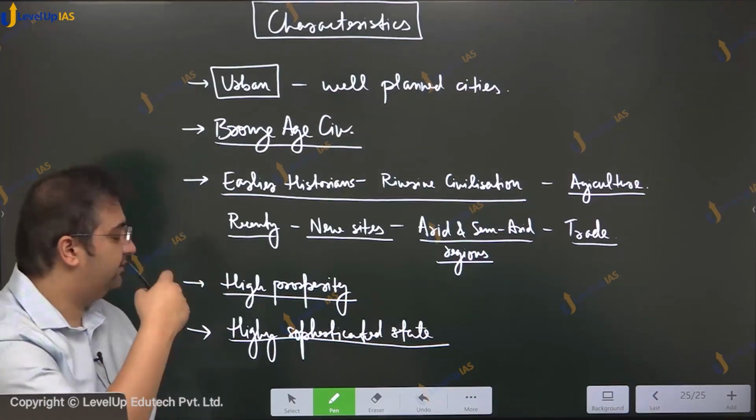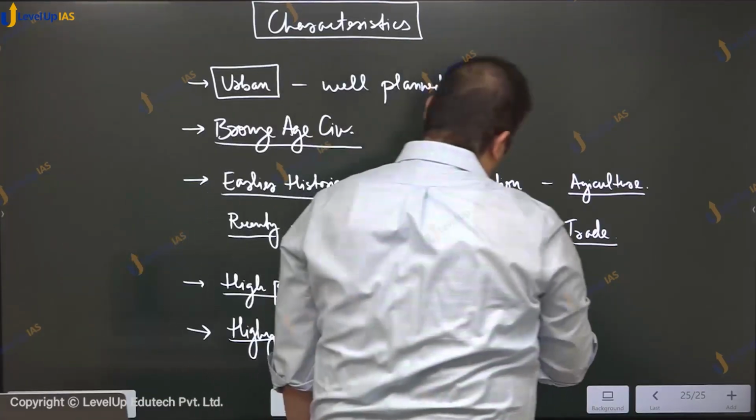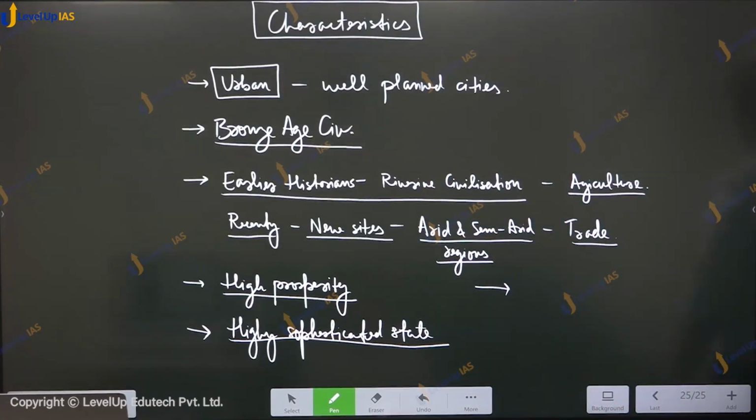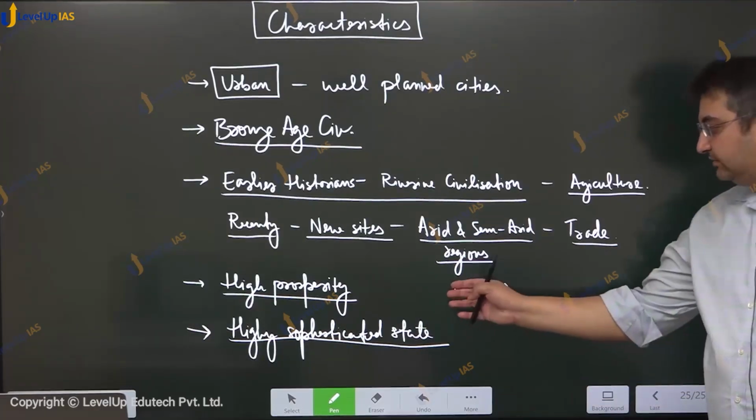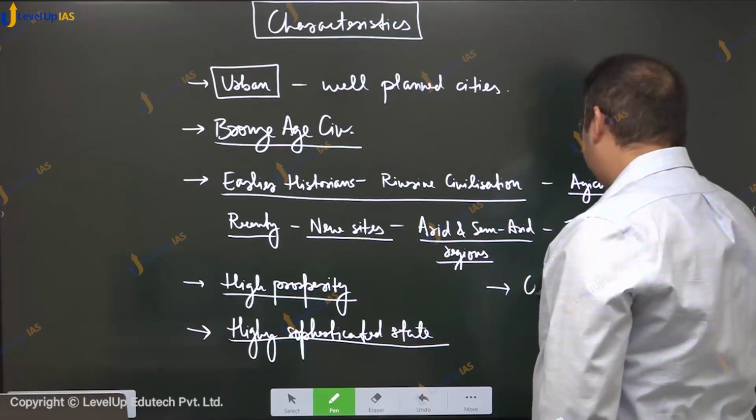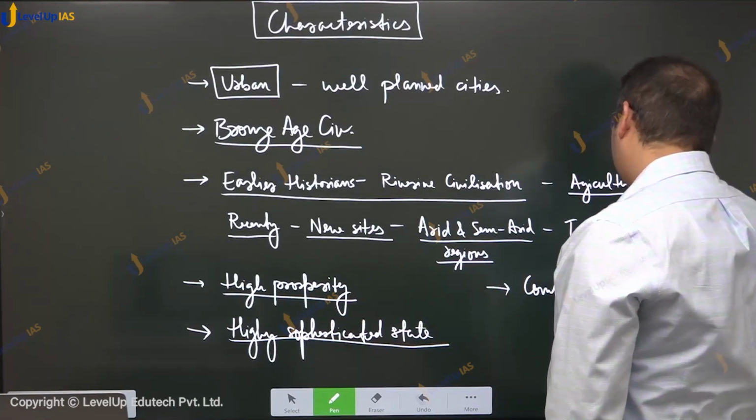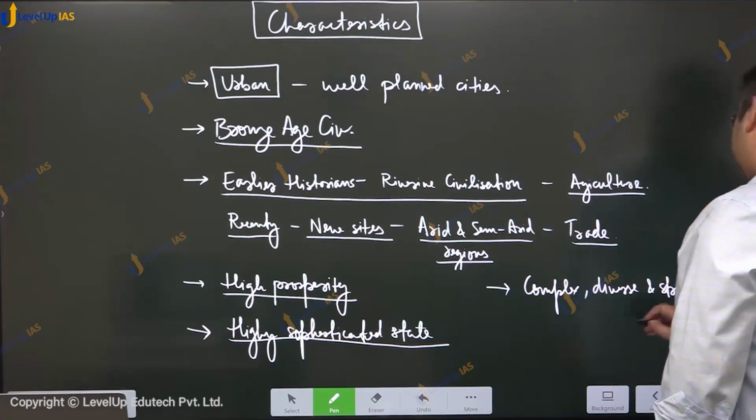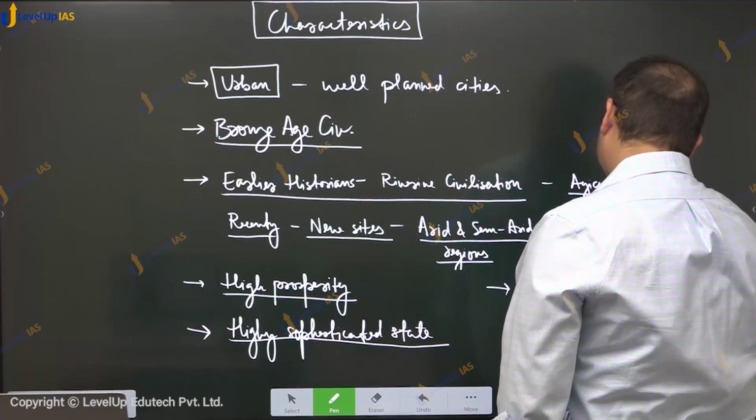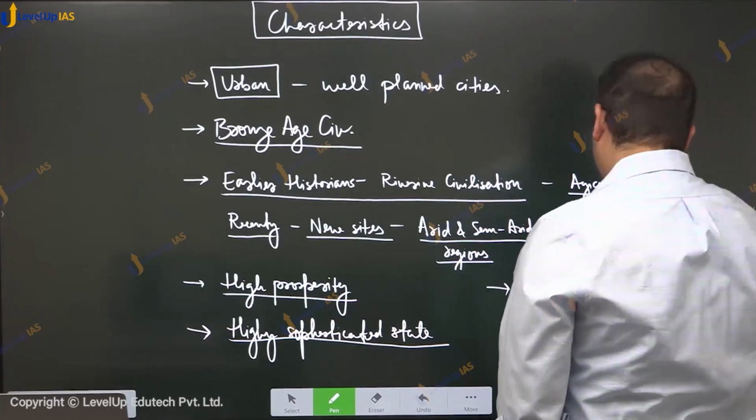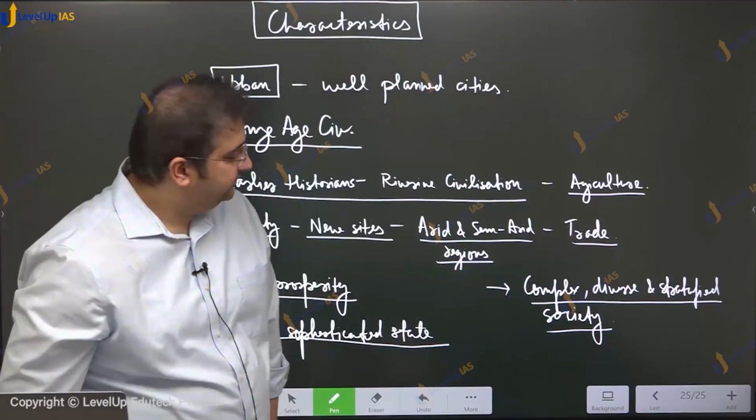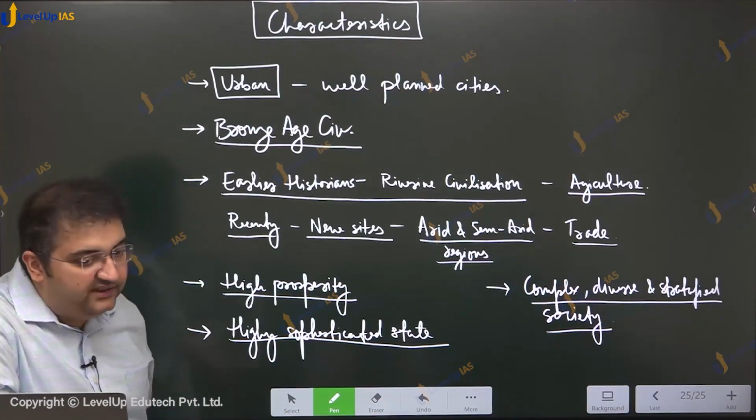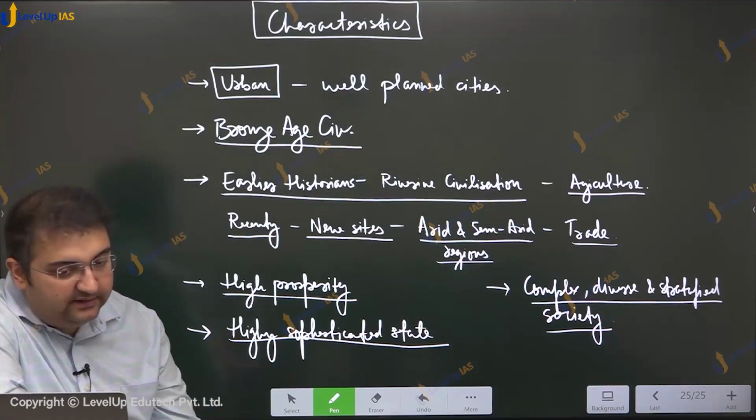ठीक है? अच्छा. Talking about the Harappan society, characteristic क्या था? Was it homogeneous or diverse? Diverse. Simple or complex? Complex society था. Was it flat or stratified? Stratified. Right? So complex, diverse and stratified society. Write down. The Harappans had a complex, diverse and stratified society.